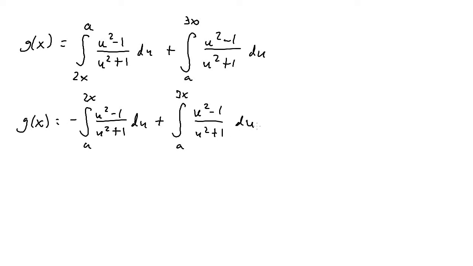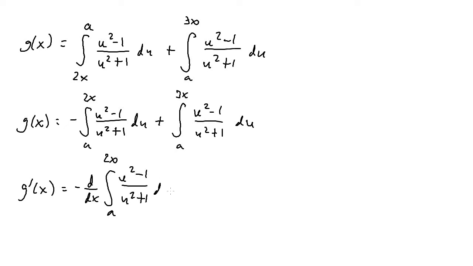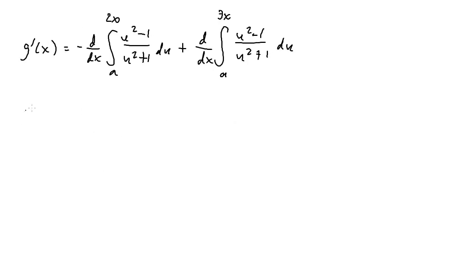So now we can go ahead and derive both sides. So we have g prime of x equals, now we can derive each individual integral because there is a plus sign separating both integrals. So we have negative derivative with respect to x. Once again, that negative can come outside the derivative of the integral from a to 2x of that same exact function, (u squared minus 1)/(u squared plus 1) du, and then plus the derivative with respect to x. Once again, the integral from a to 3x this time of (u squared minus 1)/(u squared plus 1) du.